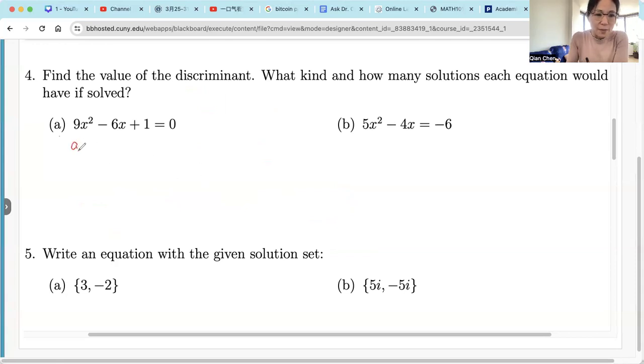So figure out A, B, C. A is the number before x squared, 9. B is the number before x, negative 6. C is the number by itself.